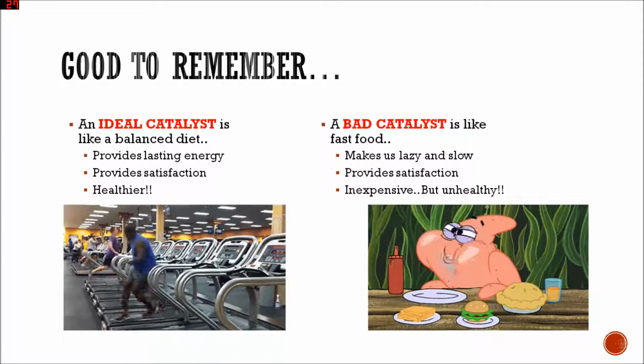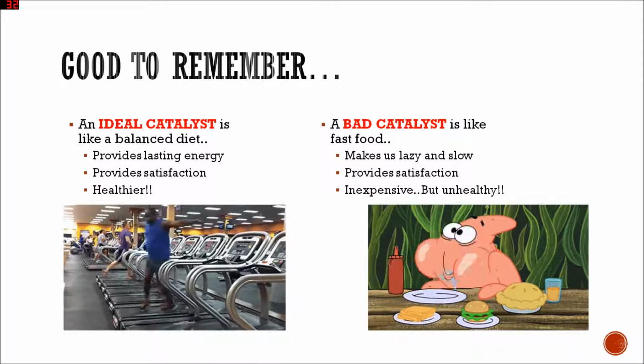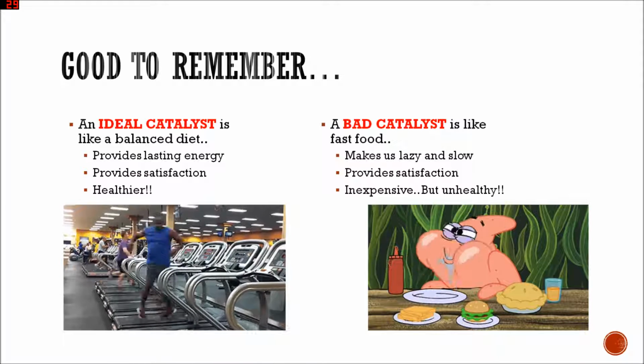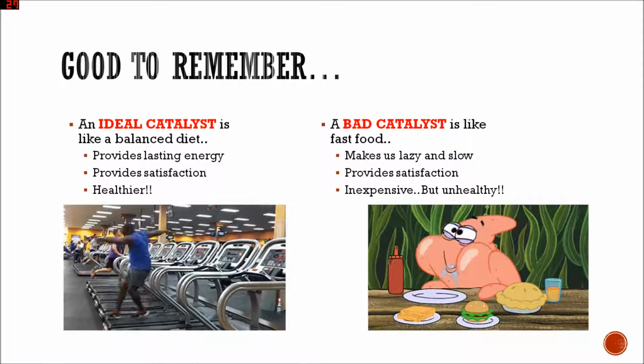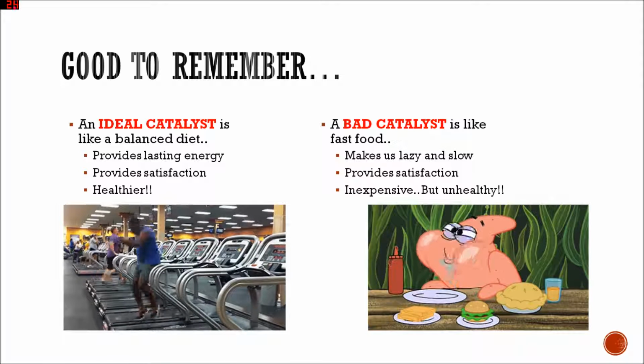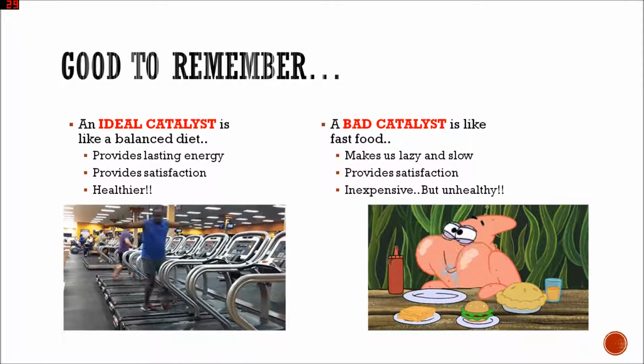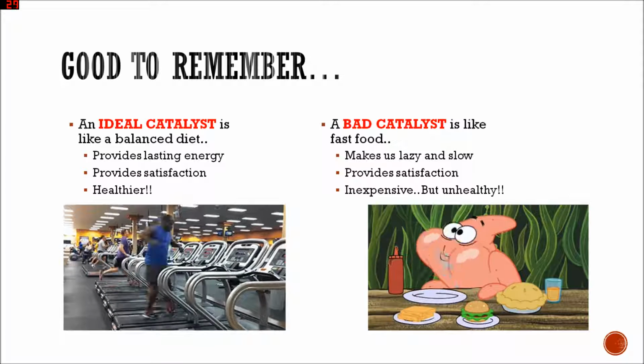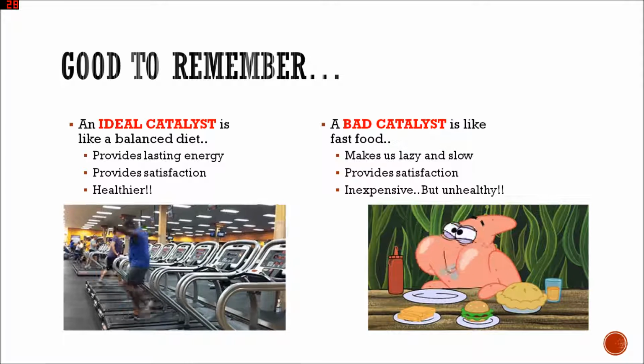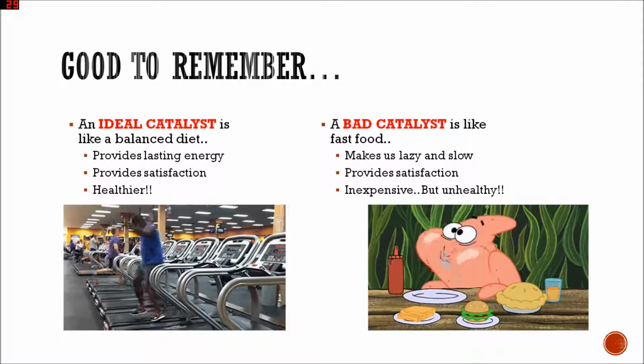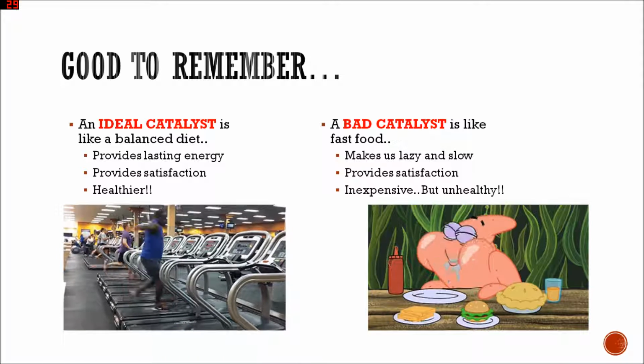On the other hand, with a bad catalyst or fast food, we become lazy and slow, and we want to sleep. We're not as productive. And although it fills us up, and it also keeps our wallets full because it's inexpensive, the thing that we need to remember is that it's unhealthy. So which one would you rather have?